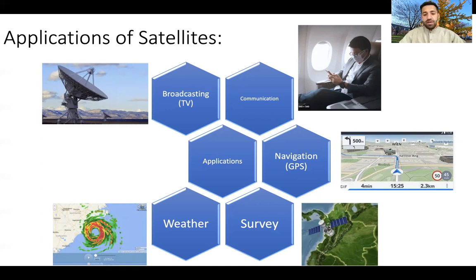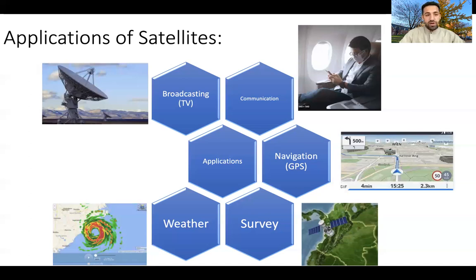Survey is another application of satellite systems. We use satellites in geographical surveys, geological surveys, minings, and also agriculture surveys. Weather is another application for satellites. With the help of satellites, now we can do weather predictions more accurately, and also we can prevent a natural disaster before it happens.